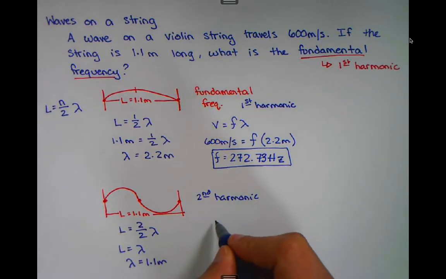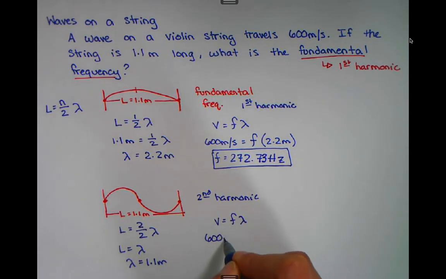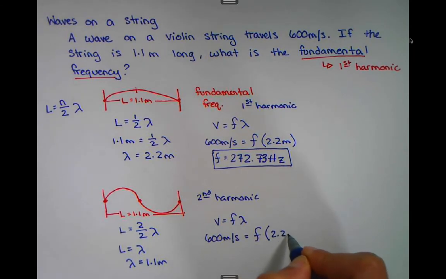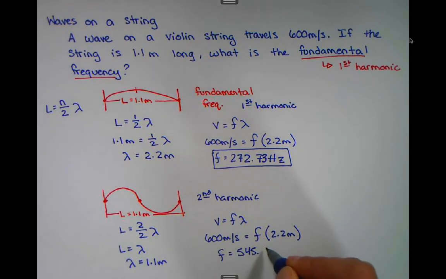Now if I calculate my next frequency allowed, we're still going to use v equals f lambda. The speed is still 600 meters per second, and we can find this frequency. When I do this calculation, I get a frequency of 545.45 hertz.